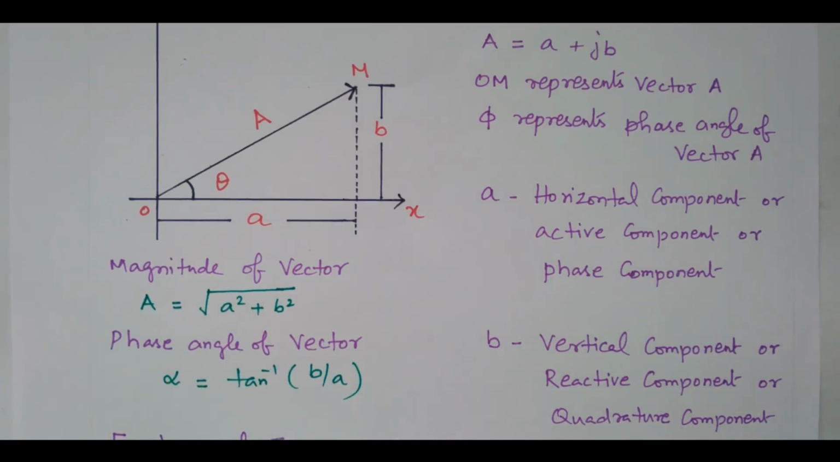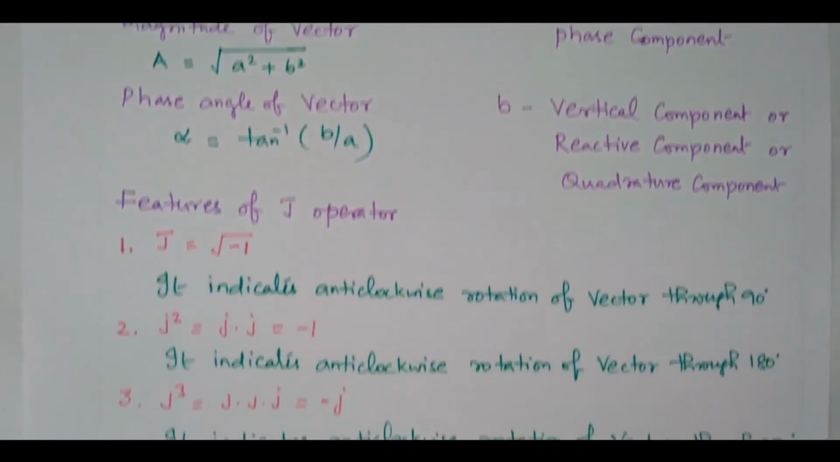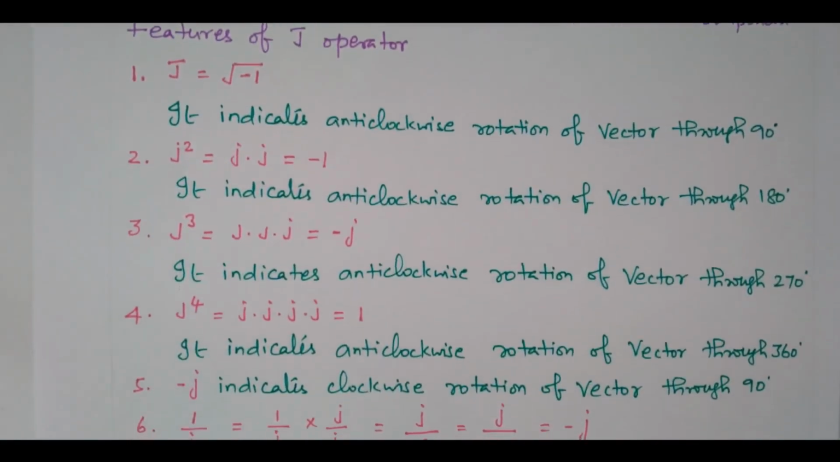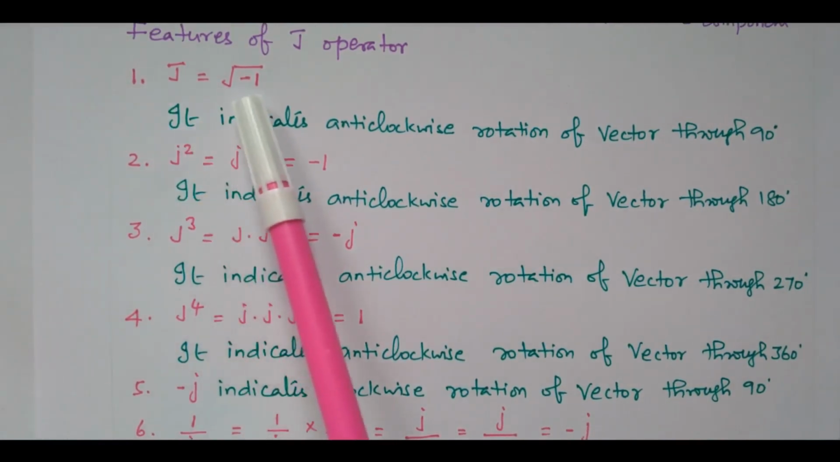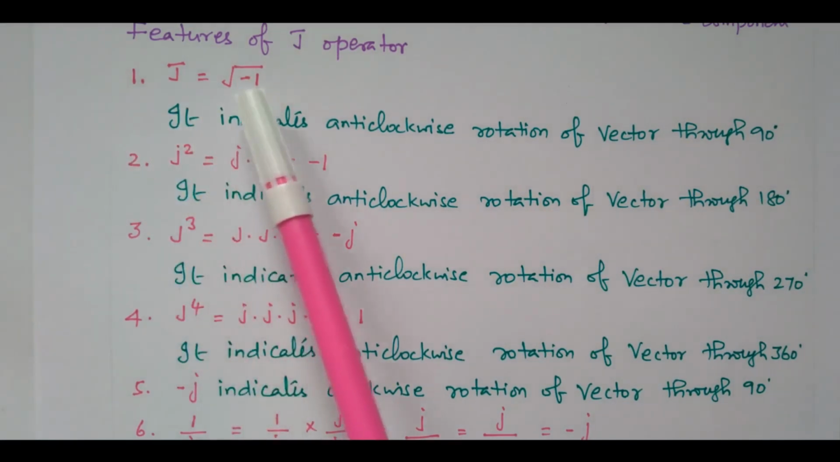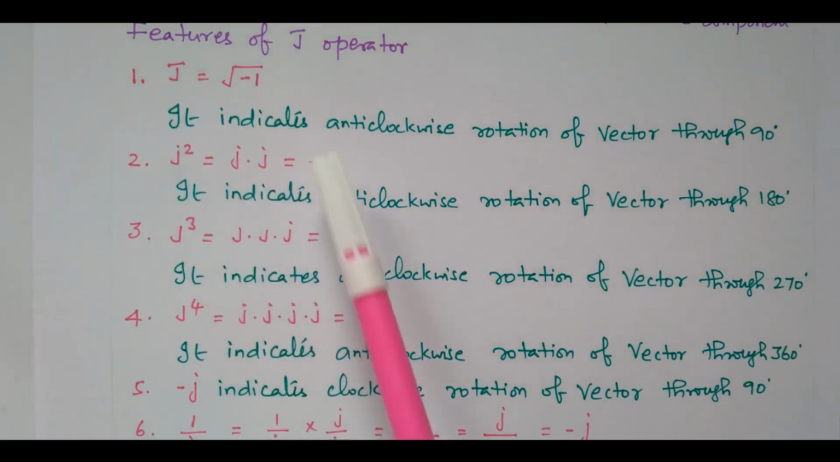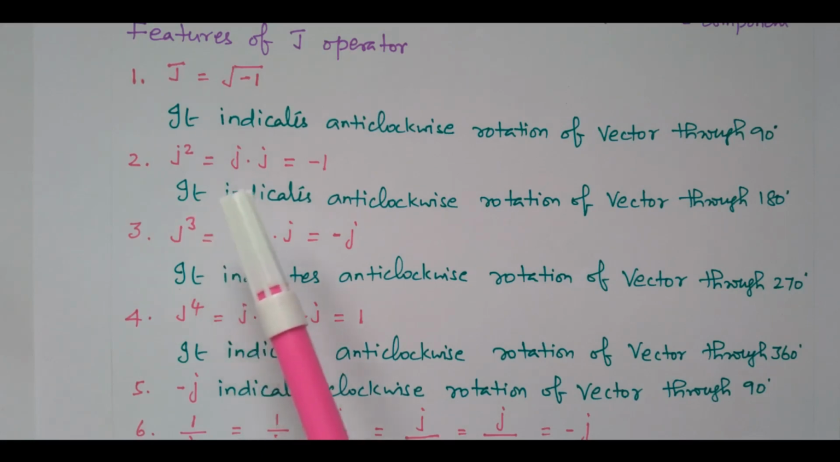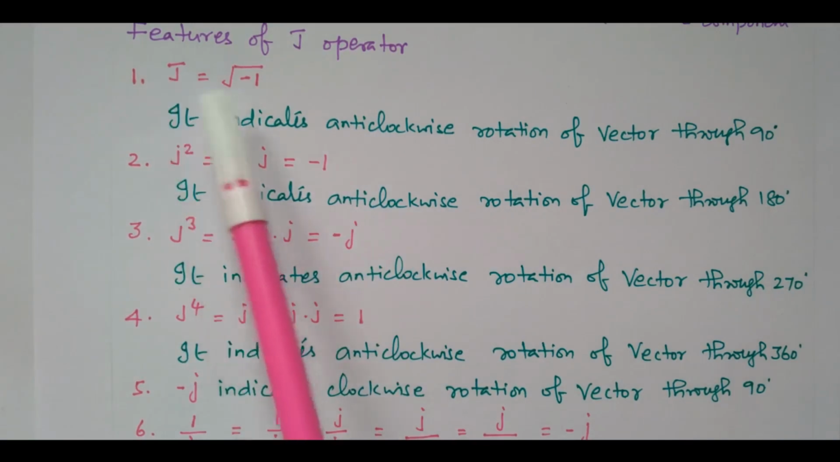Now we will see what the J operator is. Some more details about the J operator. J equal to square root of minus 1. This is a value. The value of J is the square root of minus 1. If you square both sides, you will get J square equal to minus 1. That is, J into J is minus 1. So while solving problems, we can use two values, J square equal to minus 1 or J equal to square root of minus 1.